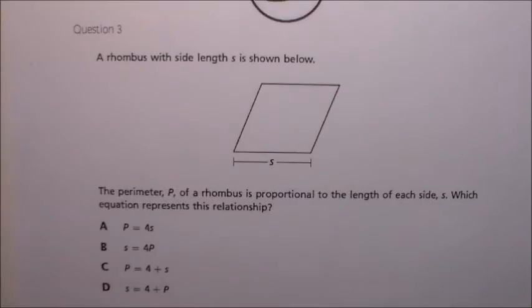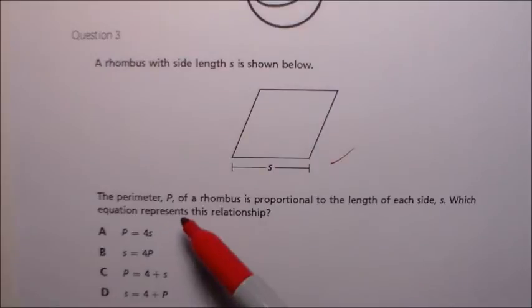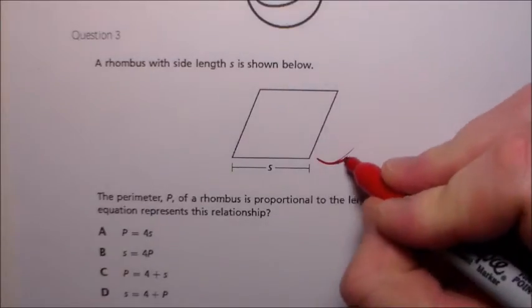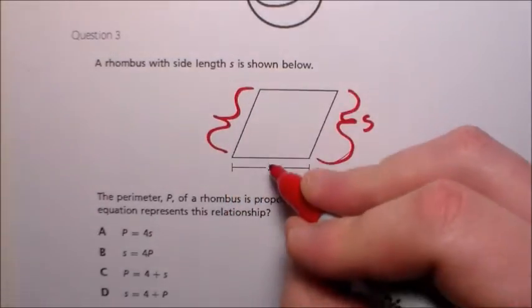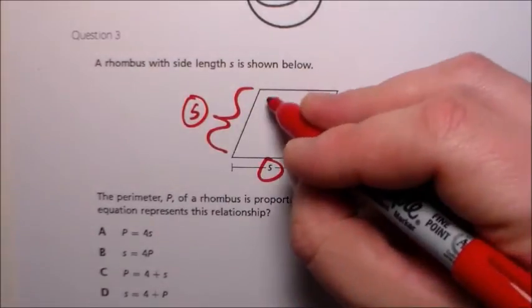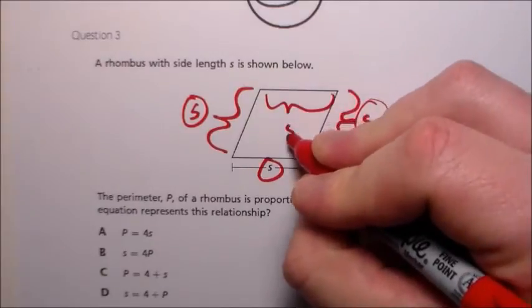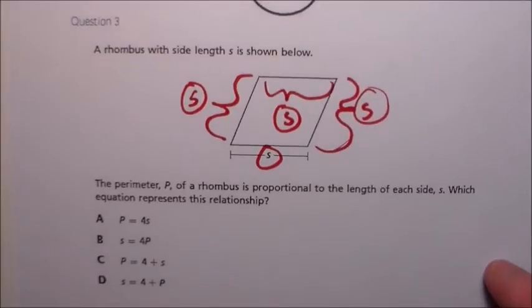Okay, on to question 3. A rhombus with side length S is shown below. Beautiful. The perimeter P of a rhombus is proportional to the length of each side S. Which equation represents this relationship? Okay, so remember about a rhombus is each side is going to have the same length. So if this guy down here is length S, this is going to be length S, that's going to be length S, and up here is going to be length S. So we have a beautiful rhombus and all sides are length S.